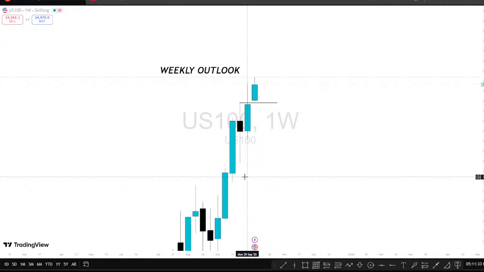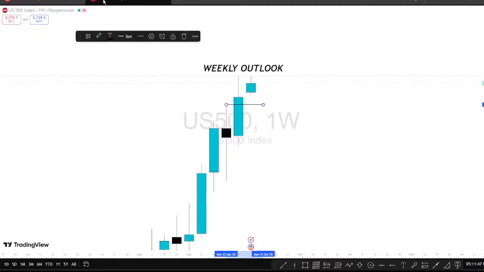That is very important to notice. However, I am still very bullish, even though this would suggest that price wants to go lower. I am still very bullish on both assets, especially SP500 because of this close above.